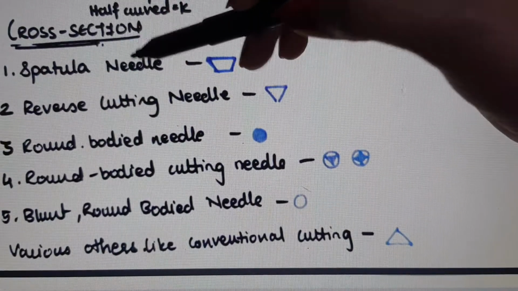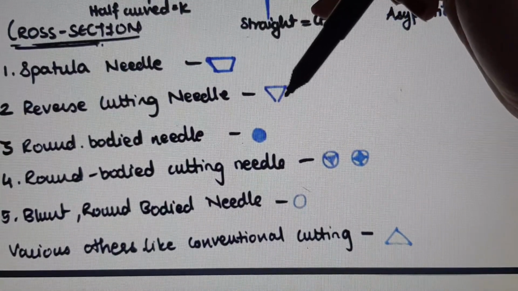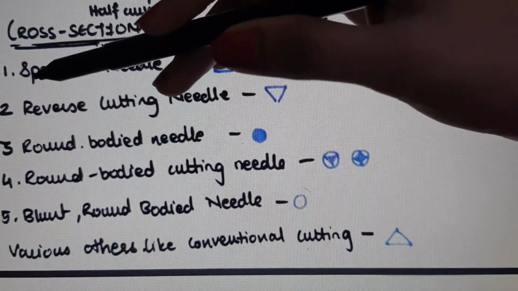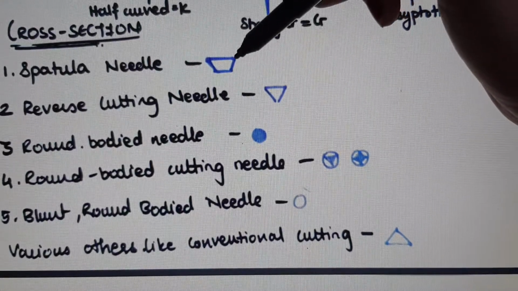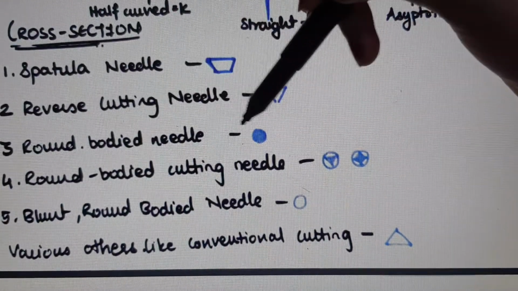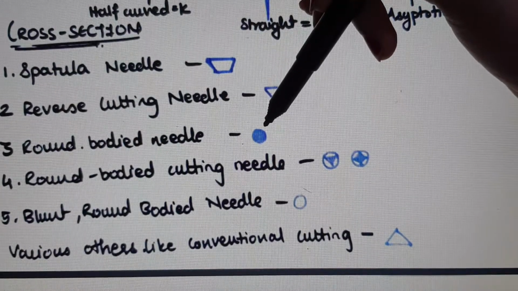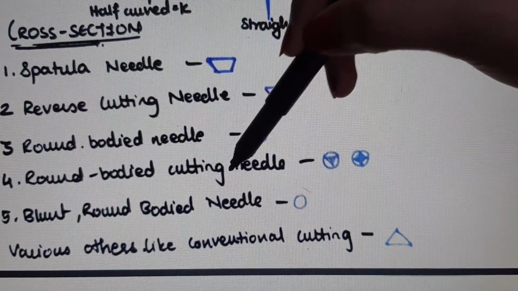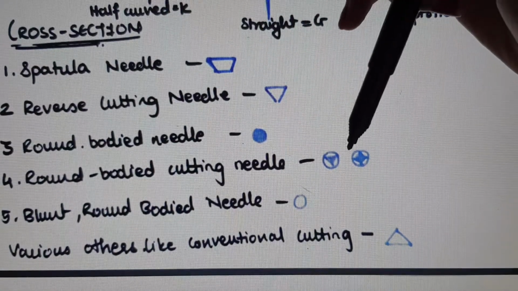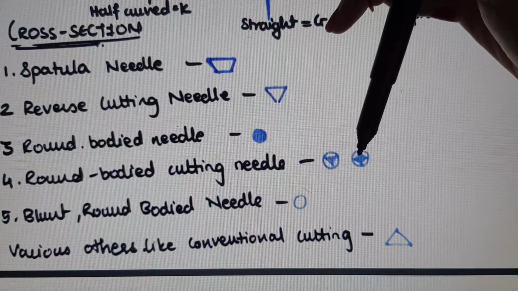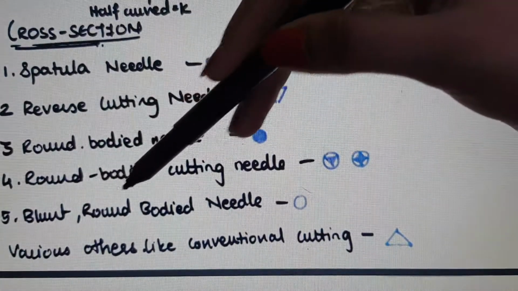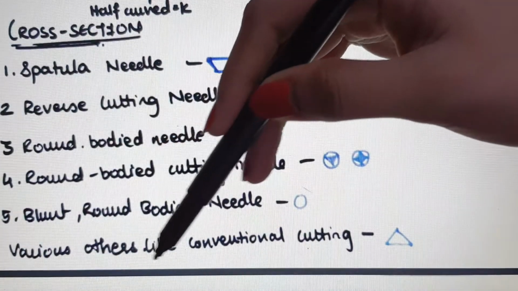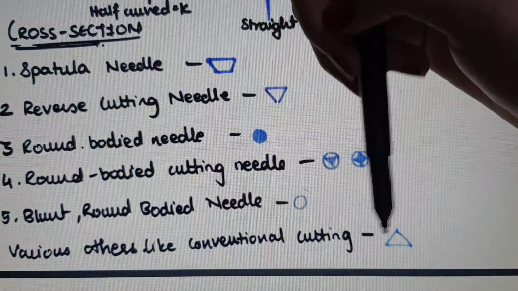It can be a spatula needle. The diagrams which can be seen on the packaging are shown over here. So this spatula needle is an inverted trapezium shaped. Reverse cutting needle is an inverted triangle. Round bodied needle is a filled circle. Round bodied cutting needle is a circle inside which a triangle or a square is present. Then we have the blunt round bodied needle which has only a circle as a symbol. Various other conventional cutting needles are drawn with a symbol of a triangle.